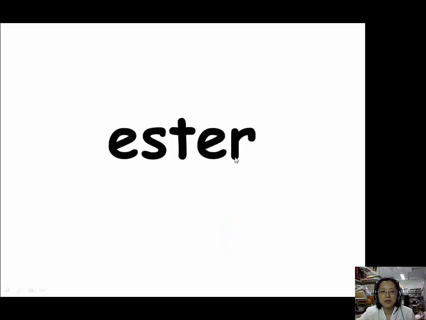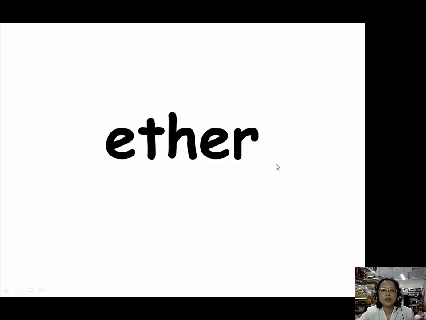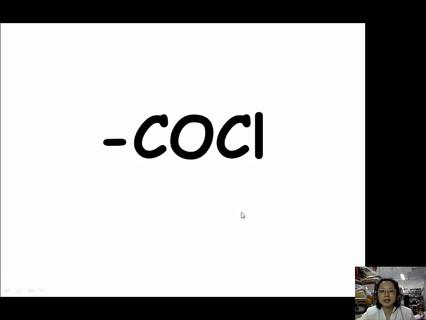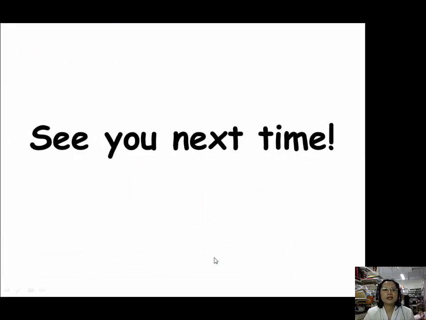For ester, we can use the prefix R-oxycarbonyl or the suffix oate. For ether, we can use the alkoxy prefix or the suffix ane. And the last one, for COCl, we can use halocarbonyl as the prefix or the suffix oyl halide. Now we finish lesson 17.